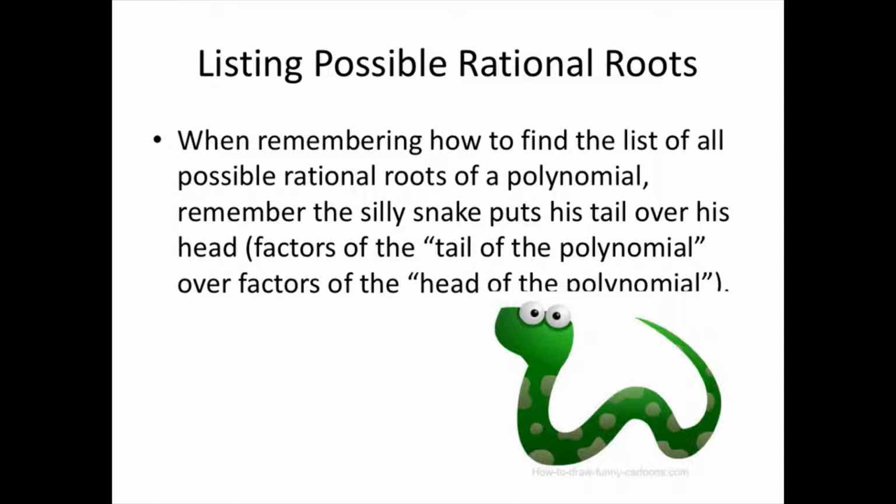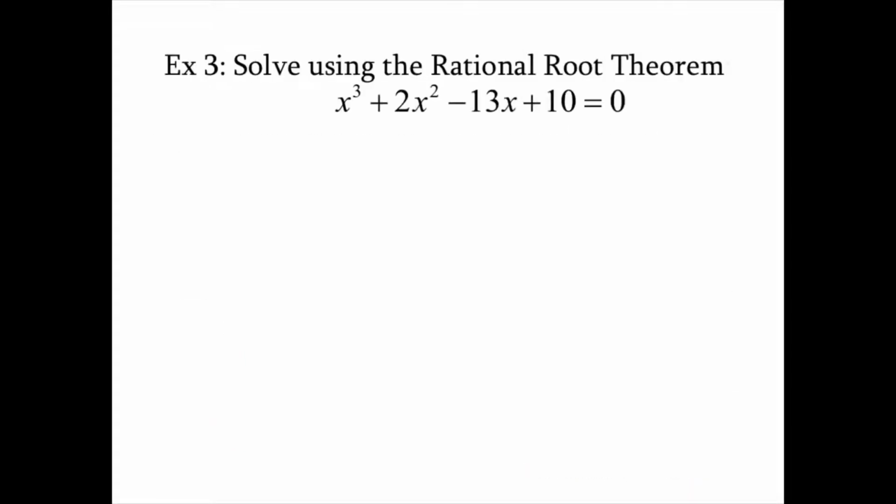So in other words, if I have 2x squared plus 4x plus 3, to write p over q, in finding the roots or the possible roots, I'm going to take the tail over the head. Then I find all the roots, all the possible roots.